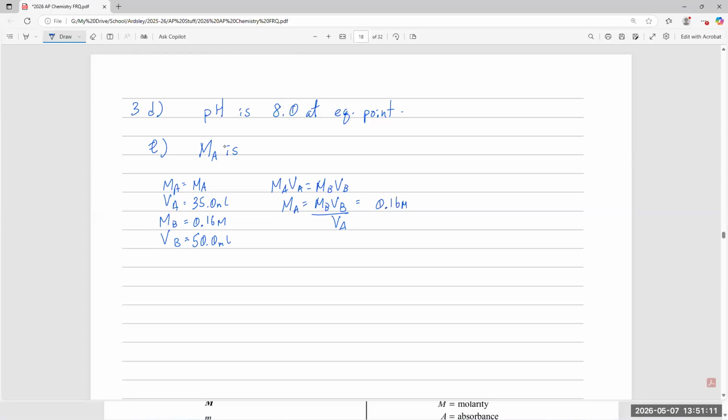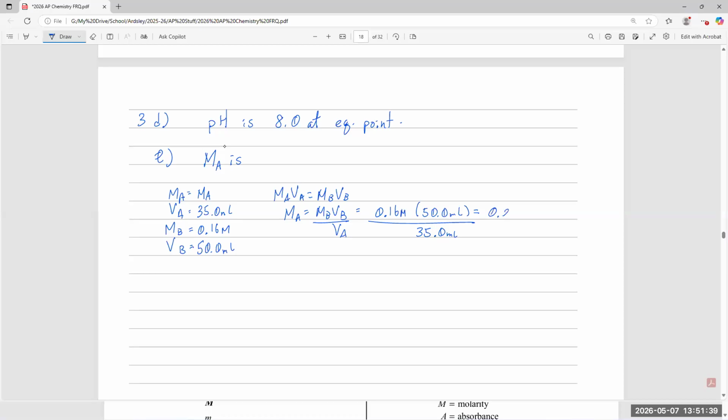All right, so now we just plug in. 0.16 molar times VB, which is 50.0 milliliters, all over 35.0 milliliters. What do we get? We get 0.16 times 50 divided by 35. That gives me 0.23 molar. Done. Okay, so that's 3 part E. Let's go to part F.